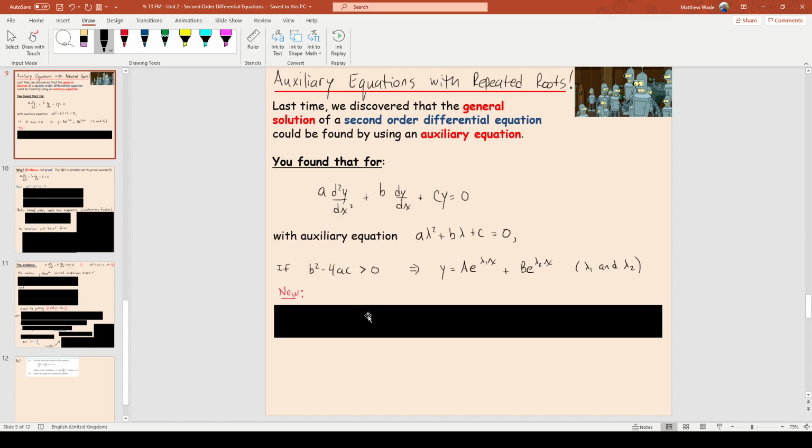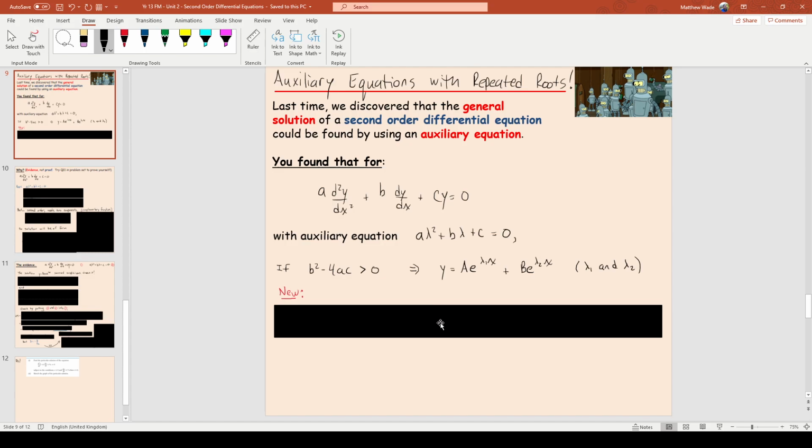Now, I didn't tell you this last time, but we solved all the ones where b squared minus 4ac is greater than 0. In other words, ones where the discriminant is positive, which means there were two roots. I bet you can see where the rest of this unit is about to go now that I've said that. So let's do it.